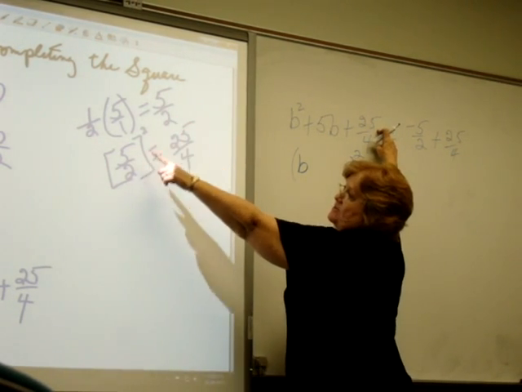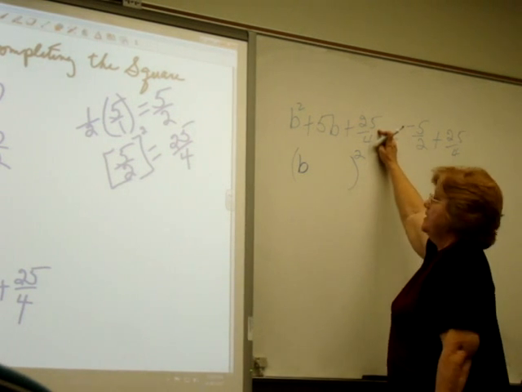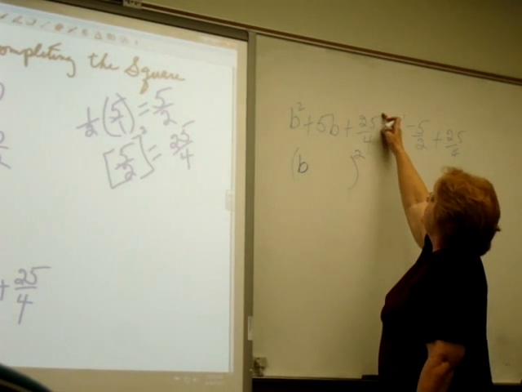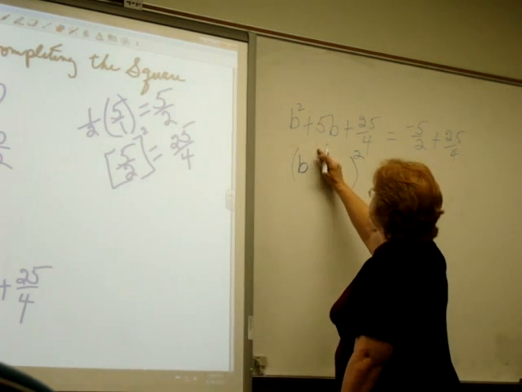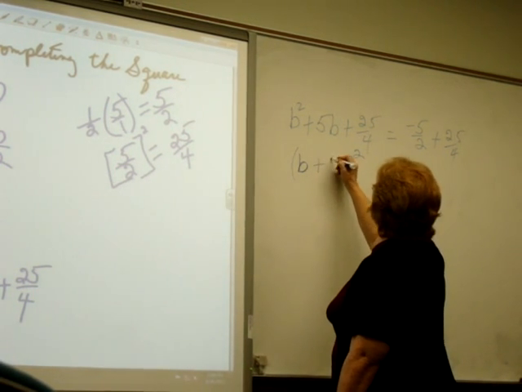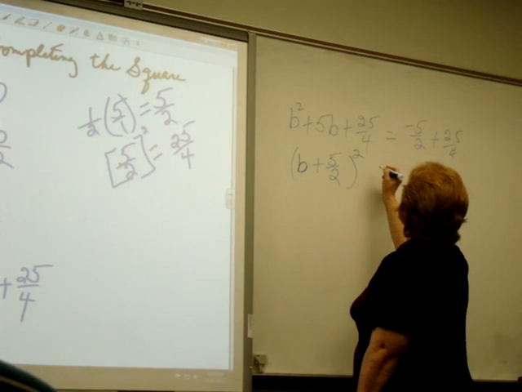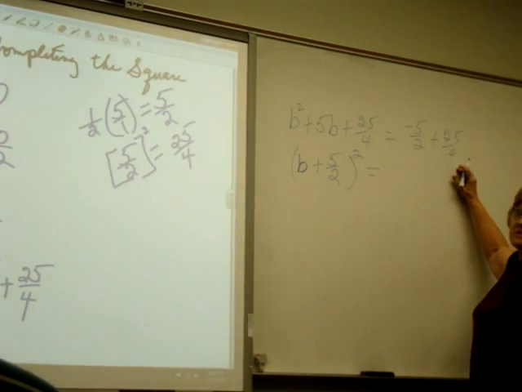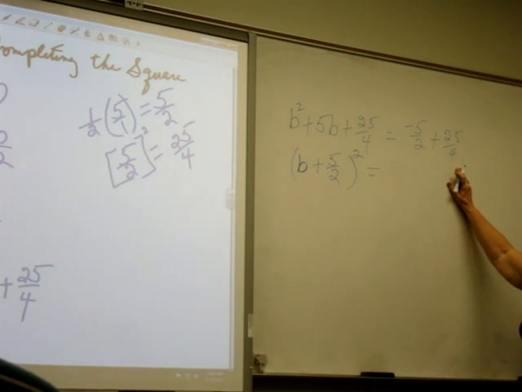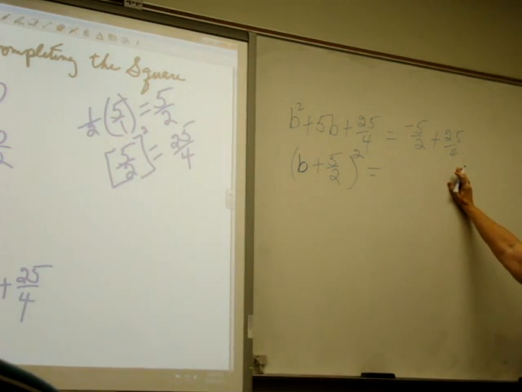You had 5 halves before you squared it, didn't you? Well, then that should be the square root of this number, is it? Okay? Connecting signs the same as that middle one. Plus 5 halves equal to, you got to combine this, so you need to have a common denominator. What are you going to get when you combine them?